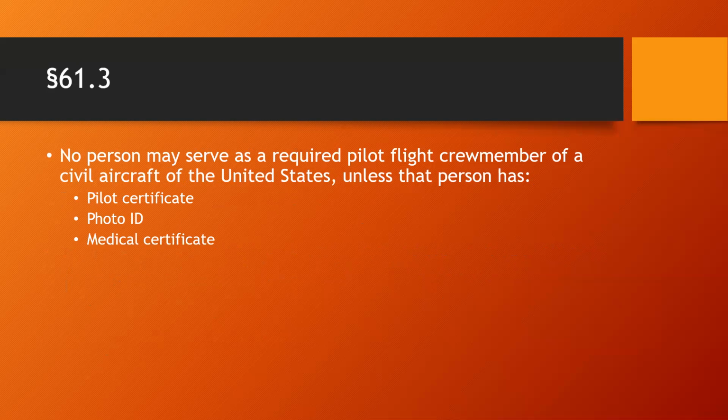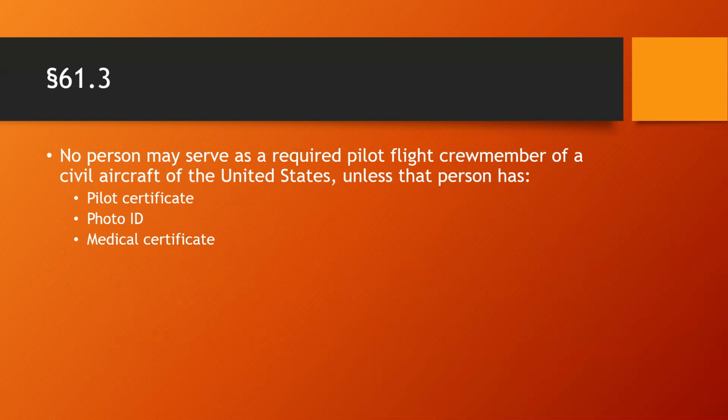All right, we're going to get into the first of our big sections here now. So part 61, this is all about licensing. Part 61.3: no person may serve as a required pilot flight crew member of a civil aircraft in the United States unless that person has a pilot certificate, a photo ID, and a medical certificate. So these are the three things that you need when you go flying.